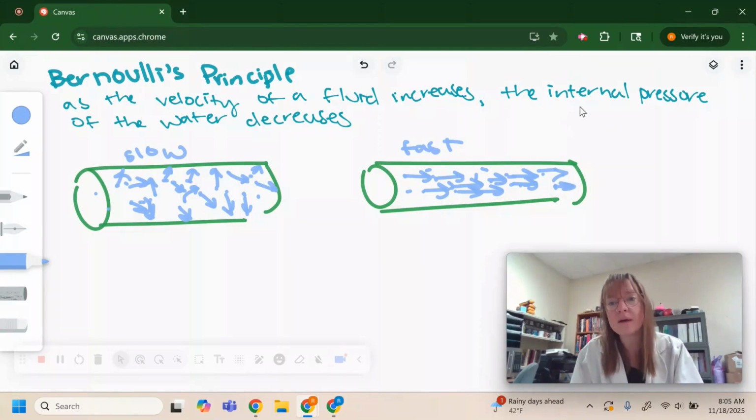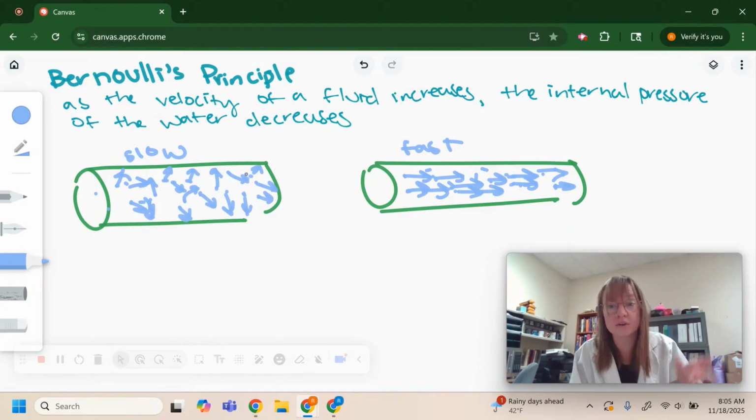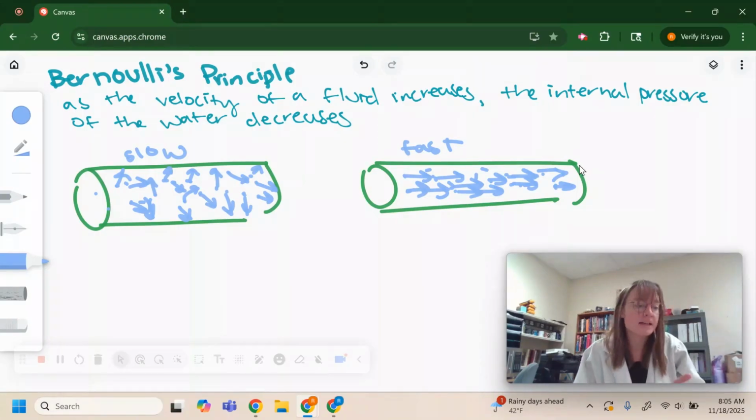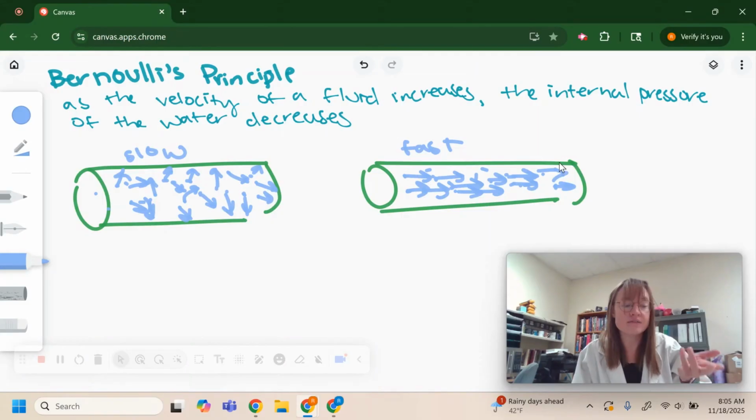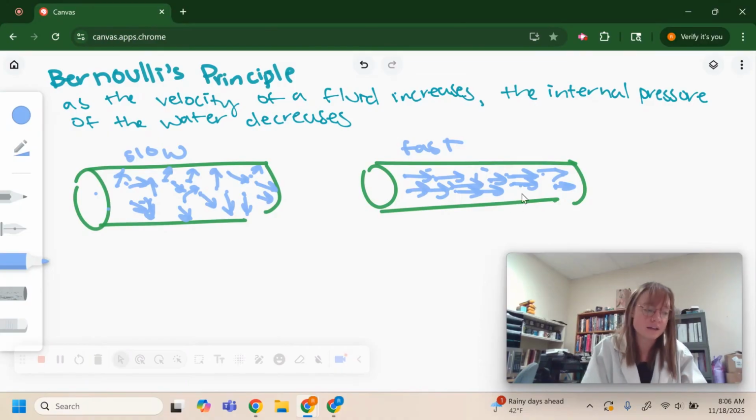When we talk about internal pressure, we're talking about how hard the water molecules or fluid molecules are hitting the walls of their container. When they're going slow and just kind of ambling about, they might run into the walls of their container more often, so it creates more pressure. But when they're going much faster, they are all on a mission, and they run into the walls way less. And so that's the reasoning for why, as the velocity of a fluid increases, the internal pressure, how often those water molecules are hitting the walls of their container, decreases.